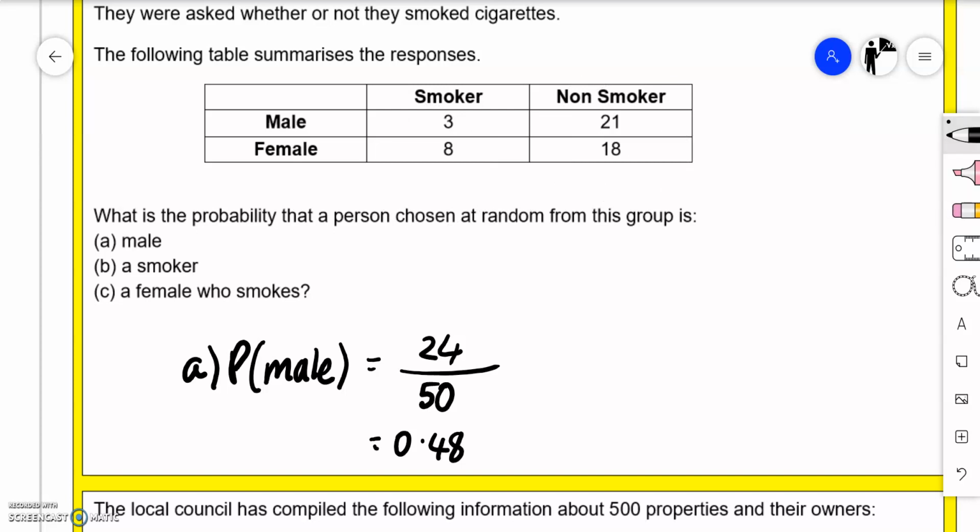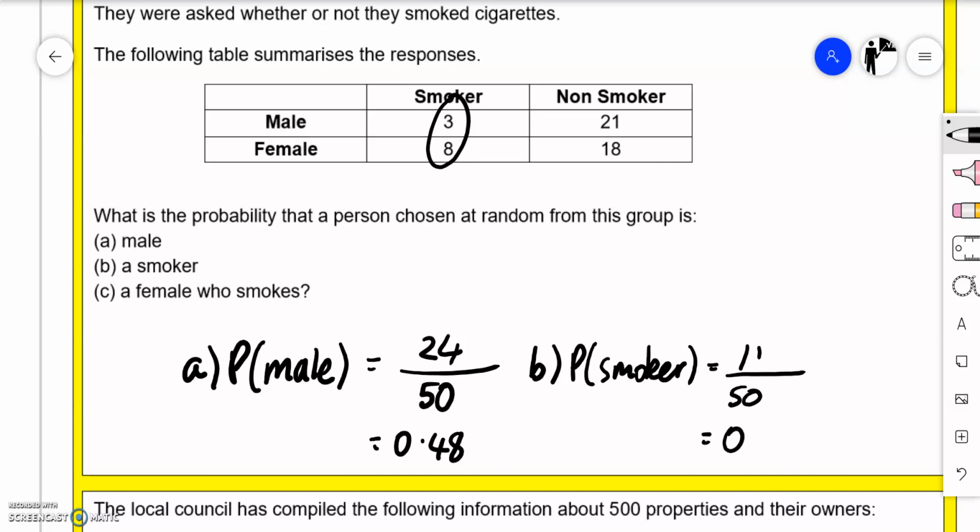Part B, what's the probability of being a smoker? So once again, it's out of 50 altogether. How many smokers are there? Well, there's 11. And 11 divided by 50 is 0.22.